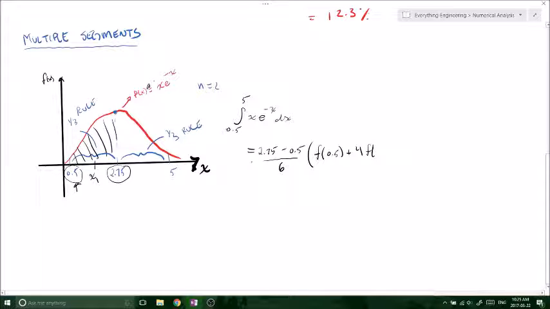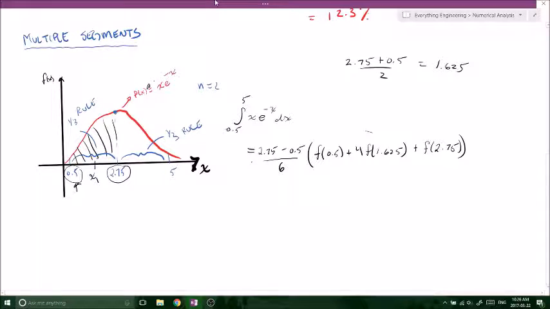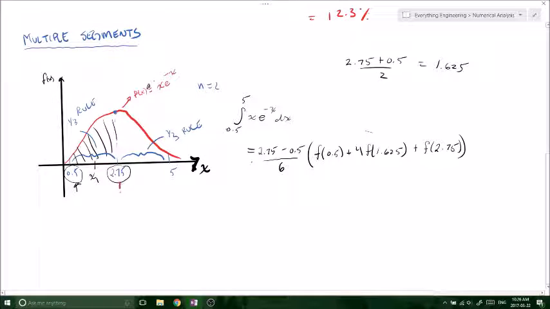The midpoint between 2.75 and 0.5 is 2.75 plus 0.5 over 2, which is 1.625. So that's our new midpoint for the first segment. Then our function value at 1.625 times 4 is the new midpoint of the first segment. And then same as before, f of 2.75. What we've done is applied Simpson's 1/3 rule with a single segment on the first half of our interval. Now we're considering the second half of our interval, from 2.75 to 5.